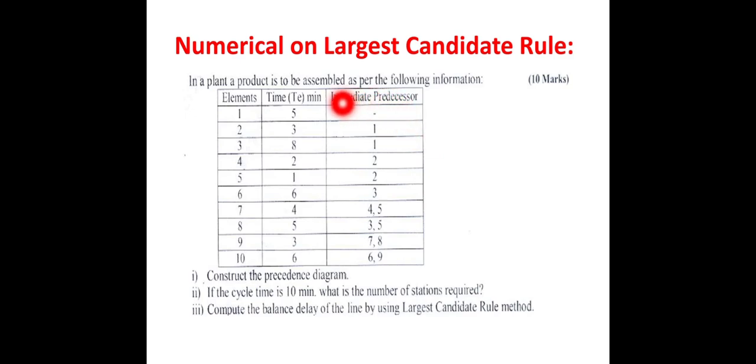So this dash indicates that element 1 does not have any precedence. Element number 2 has to be done after completion of element number 1 only, and similarly 4 has precedence 2. So it indicates that if you want to do work 4, it is mandatory that work 2 has to be completed. So what they have asked, they have asked you to construct the precedence diagram, and if the cycle time is 10 minutes, what is the number of workstations required is asked, and we need to compute the balance delay by using the largest candidate rule. So now let us go to the solution.